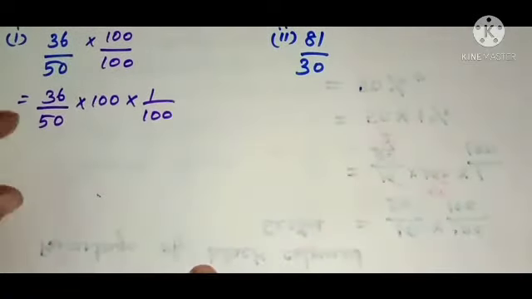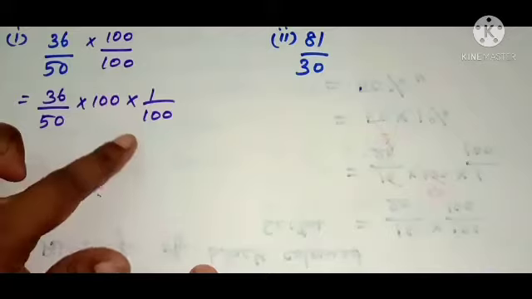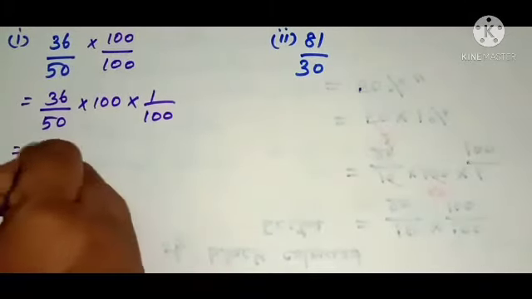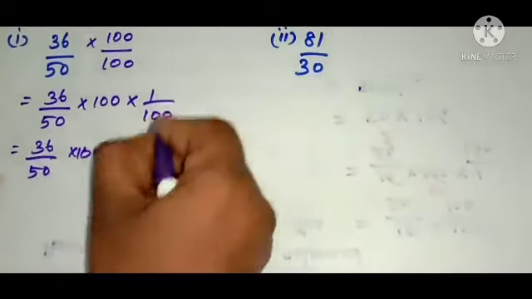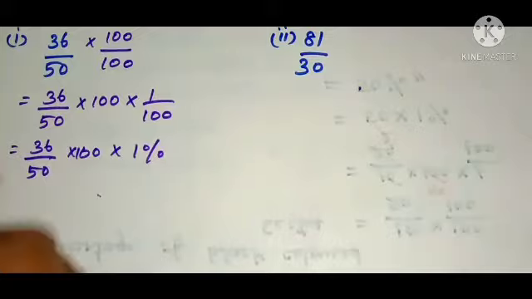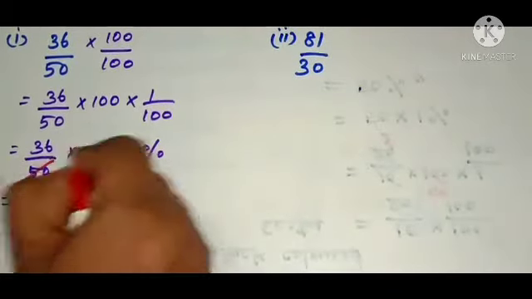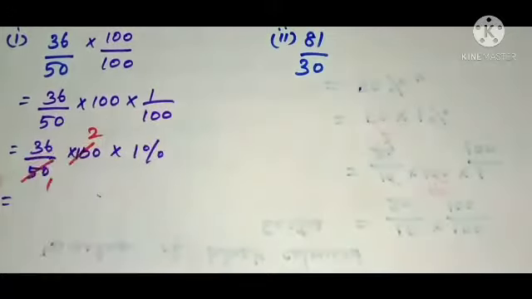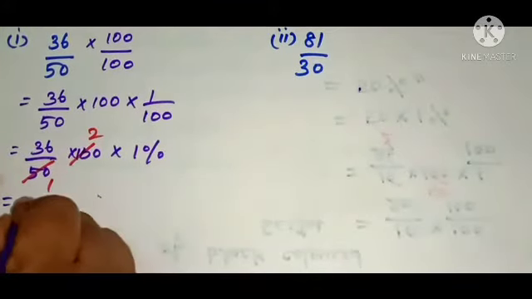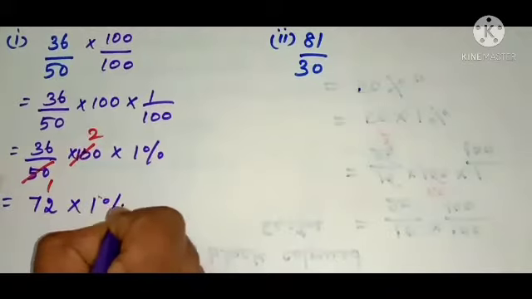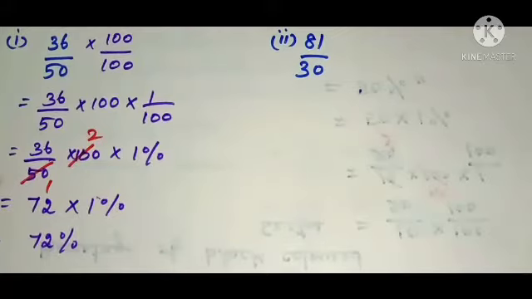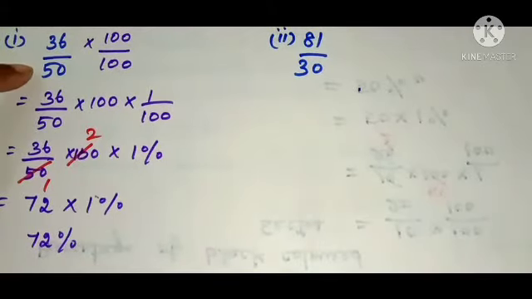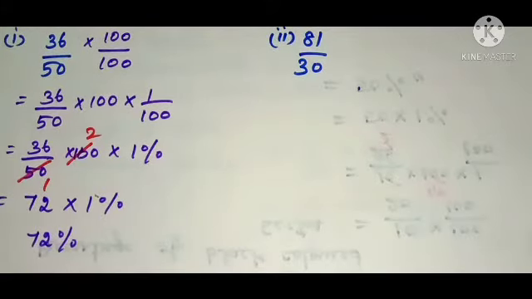In the next step, you have to write like this. Separate this 100 by 100 like this. Now 36 by 50 into 100 into 1 by 100 is 1%. Okay, now cancelling 50 and 100, we get 2 times. So 36 into 2 is 72 into 1%. 72 into 1 is 72%. So children, the fraction 36 by 50 is converted into percentage as 72%.